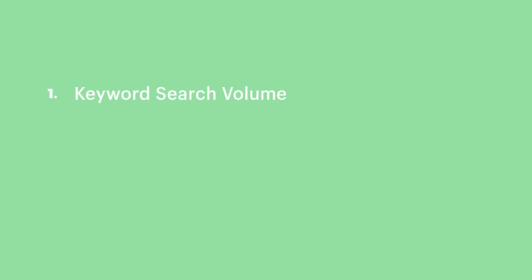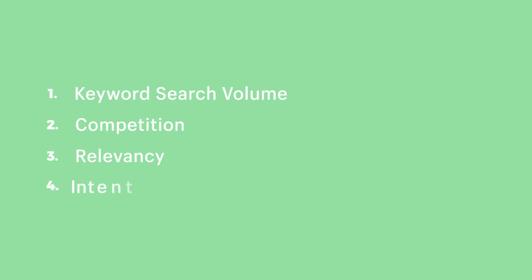Here are 4 factors that you should measure your keywords against. Keyword search volume. The higher the search volume, the more potential traffic. Competition. The lower the competition, the more likely you are to rank for that search term. Relevancy. How relevant is your product page or category page to the given search term? Don't try and trick search engines. The Google gods see all. And intent. You want to make sure your keyword shows buying intent. These types of keywords often have higher conversion rates.